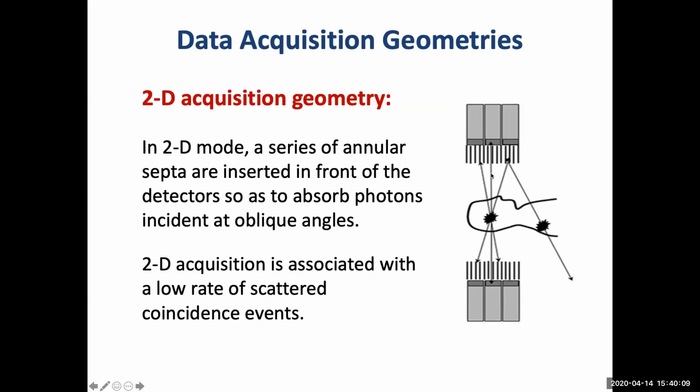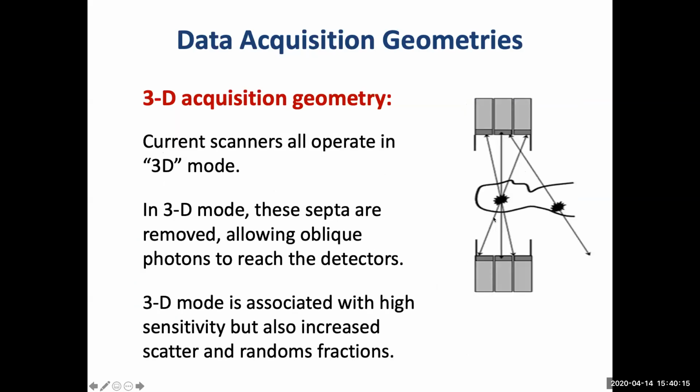This is the phantom with photons coming from different directions, and this is the 3D acquisition. In the market right now, we don't have 2D. All the PET scanners have 3D geometry. They are installed without collimator or without septa. So this is what we have in the market right now. The septa are not available anymore in the imaging systems available in the market.